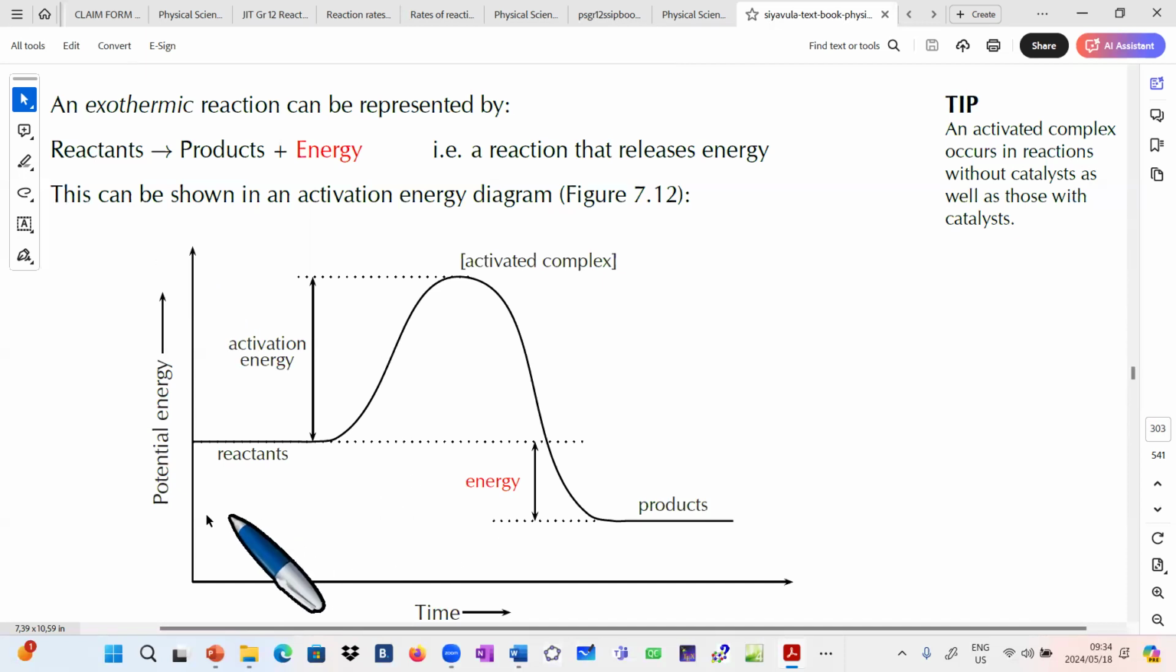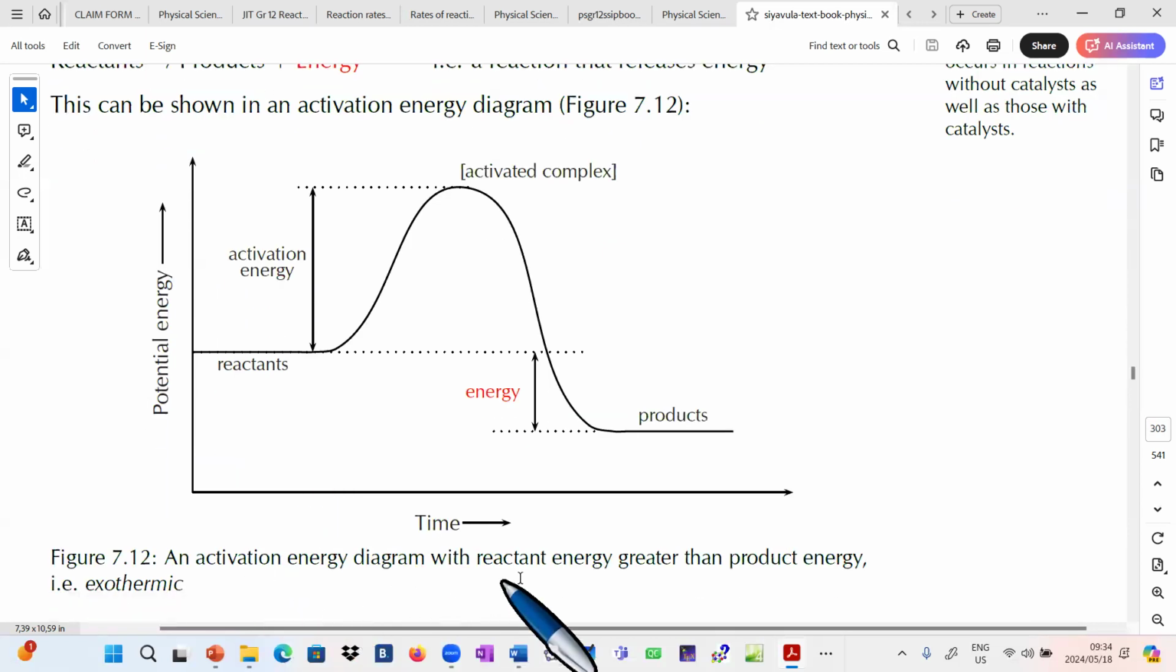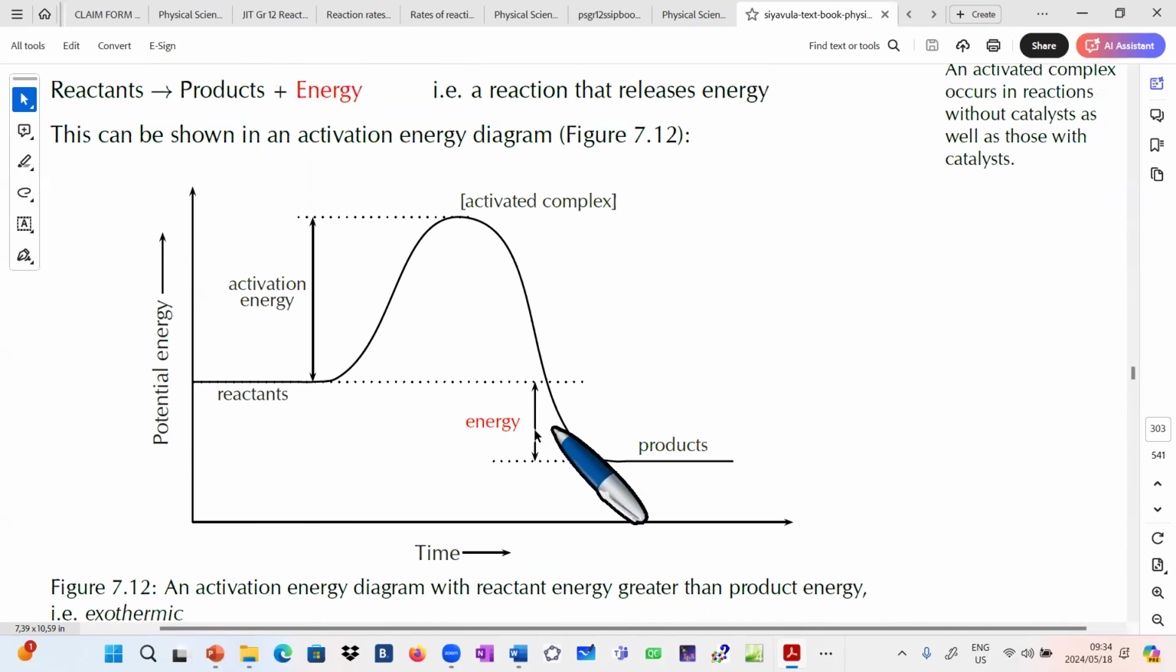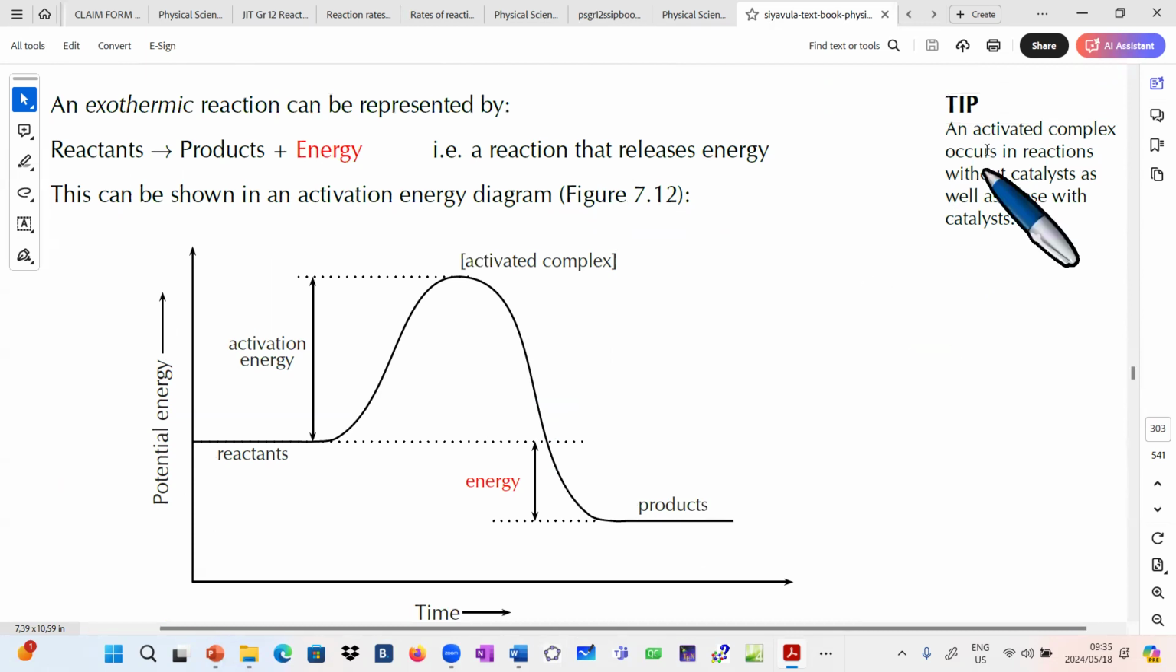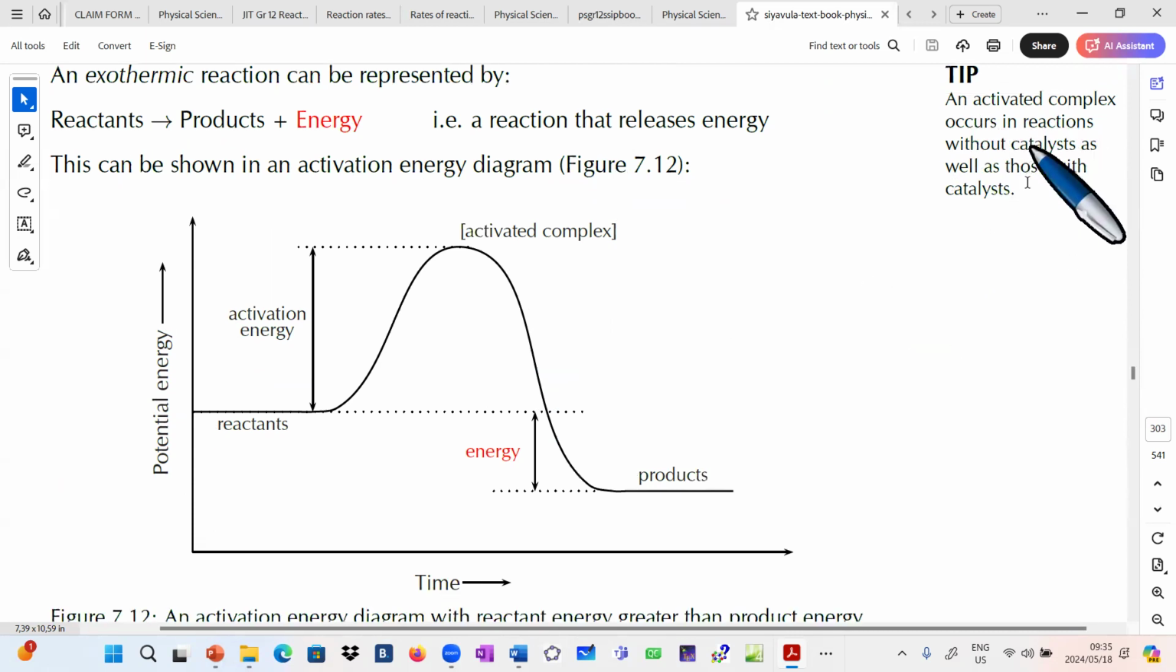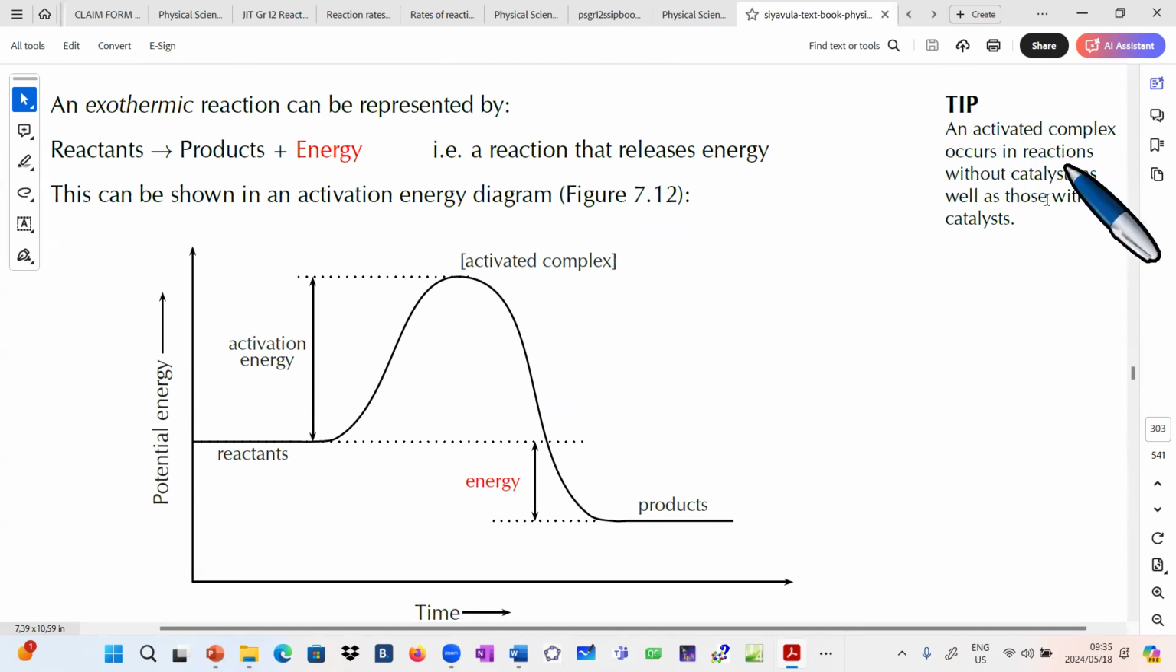Let's continue. There's potential energy here, and you can see that the activation energy diagram with reactant energy greater than product energy is called an exothermic reaction. The reactants produce products and energy. So a reaction that releases energy is called exothermic. These are the graphs linked in grade 11. The tip is that an activated complex occurs in reactions without catalysts as well as those with catalysts.